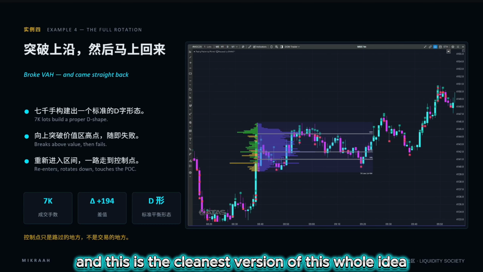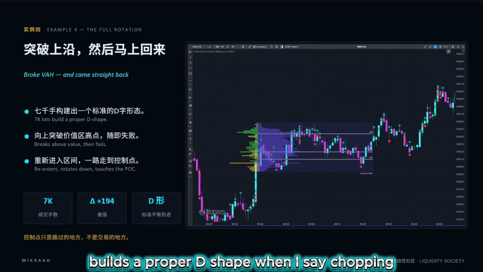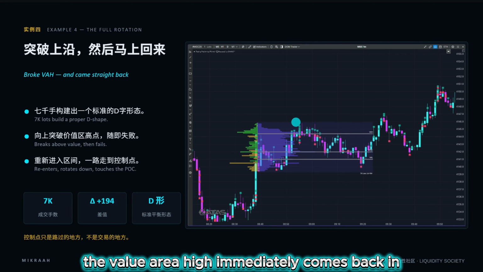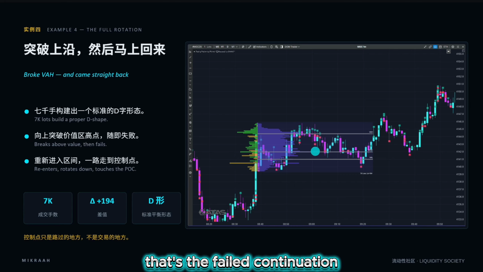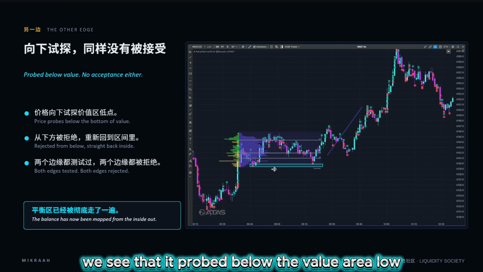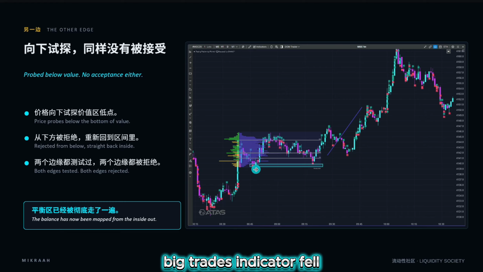Last one, and this is the cleanest version of this whole idea. Price is chopping. 7,000 lots builds a proper D shape. When I say chopping, it's ranging, okay? It breaks above the top value, the value area high, immediately comes back in. That's the failed continuation. It re-entered the value area and it rotated. It went all the way down, touched the control point. Then right here we see that it probed below the value area low. Big trades indicator, sellers failed, came back to retest at this level, and we see that it got no acceptance.